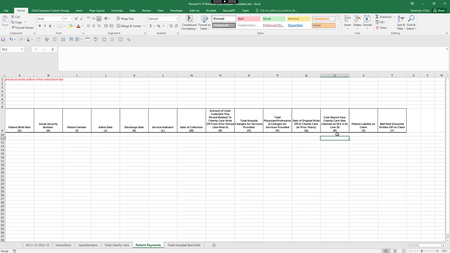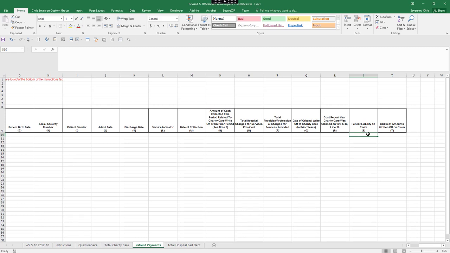And column R, what cost reporting period was that charity care claimed on line 20? If the charity care was not claimed, was not allowed, then of course the payment itself doesn't need to be reported in a later year. We only report the payment if there was a charity care amount approved and reported in a prior year, because then it's an offset to that earlier amount.